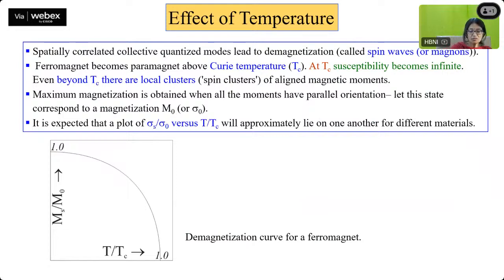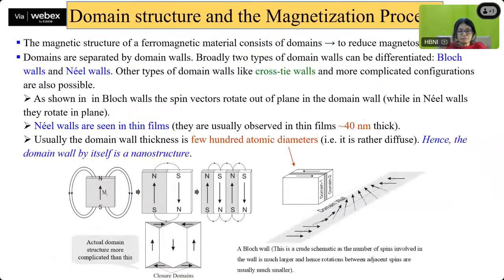It is expected that when you plot sigma s by sigma 0 versus T by Tc, they will approximately lie on one another for different materials. So if I plot T by Tc, that is temperature by the Curie temperature, on the x-axis, and saturation magnetization on the y-axis, with maximum magnetization when all the magnetic moments have parallel orientation, then it is going to look like this particular plot. It is going to go somewhat like this. This is known as the demagnetization curve for a ferromagnet. This is the effect of temperature.